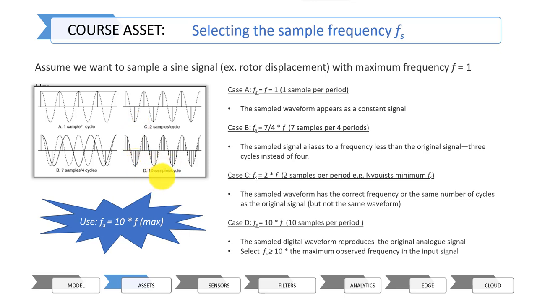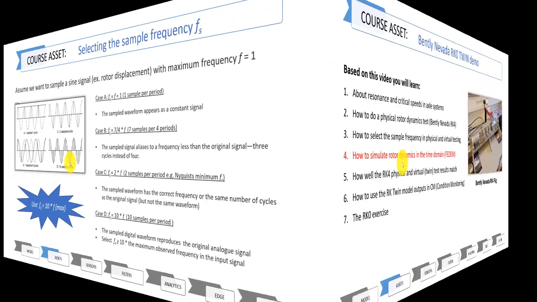Then if you choose a sampling frequency which is 10 times higher than the maximum input frequency, then you will capture both the correct frequency and waveform in your output signal. And that is my recommendation, to use a sampling frequency both in physical tests and numerical simulations which is 10 times higher than the maximum input signal frequency.